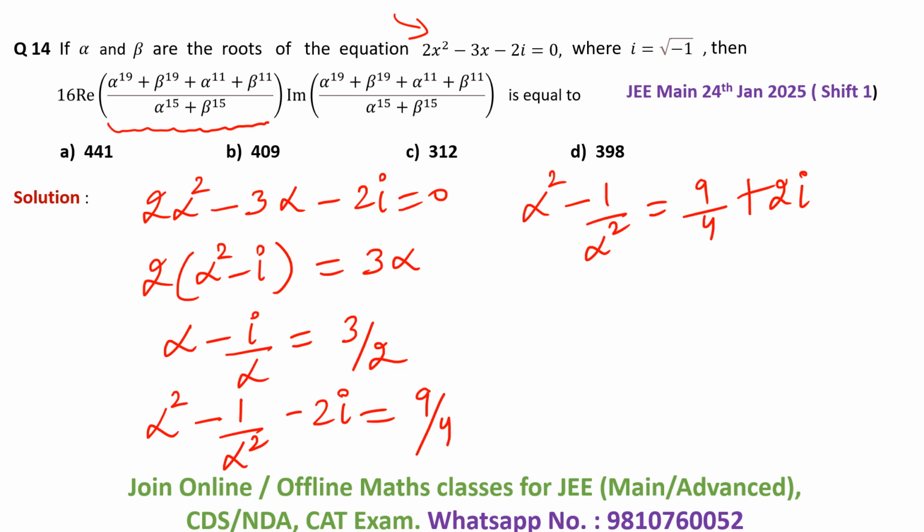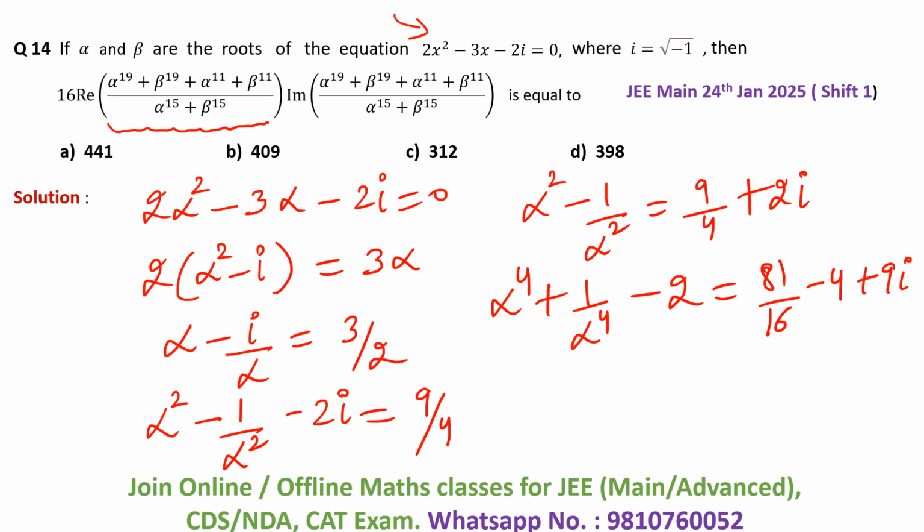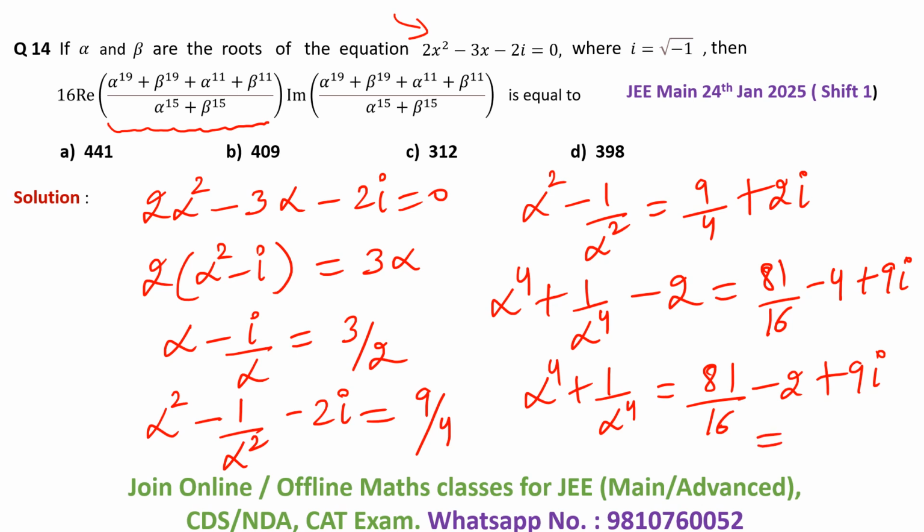Now students, again square both sides of this equation. So now you will be getting alpha to the power 4 plus 1 upon alpha to the power 4 minus 2 equal to 81 upon 16 plus 4 iota square, which is nothing but minus 4 plus 9 iota, right? So from here I can say alpha to the power 4 plus 1 upon alpha to the power 4 is equal to 81 upon 16 minus 2 plus 9 iota. And this gets simplified to 49 upon 16 plus 9 iota. Now students, we move further.